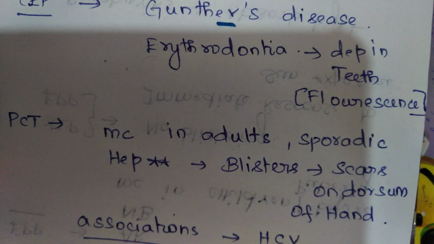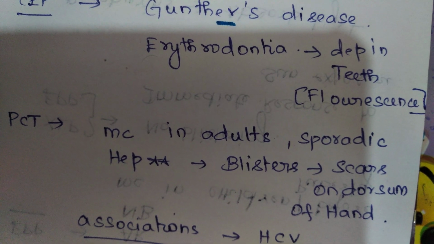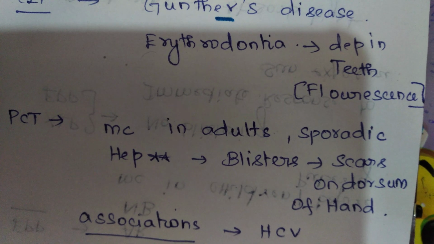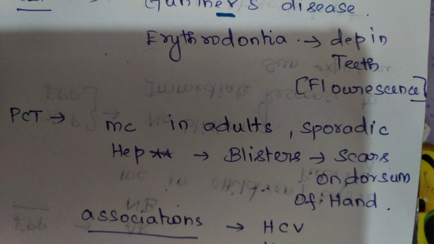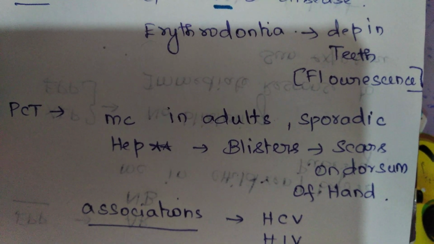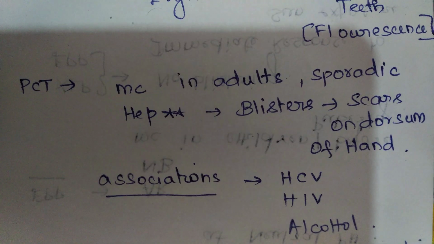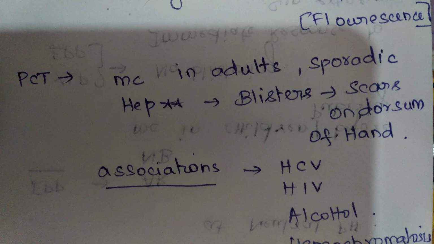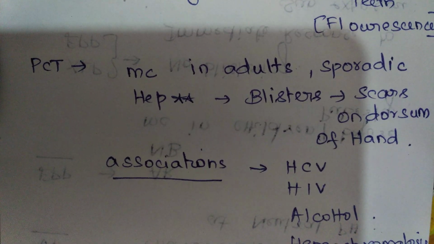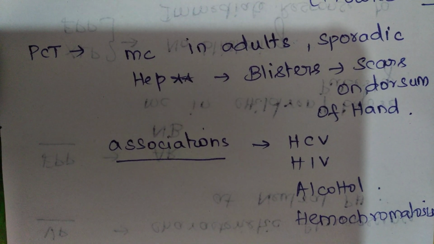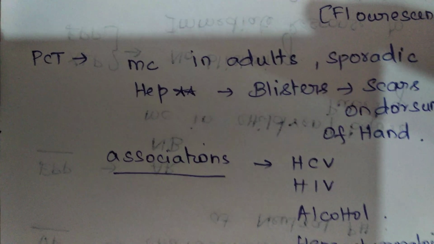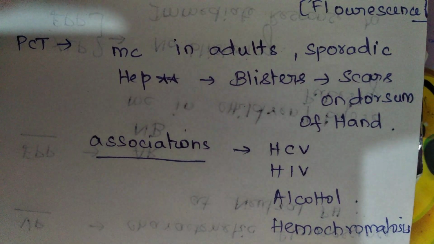Porphyria cutanea tarda occurs sporadically, so it is the most common type of porphyria in adults. How to identify a patient with porphyria cutanea tarda? There will be blisters present on the dorsum of the hand. I have this picture which is coming at the end of the video, and there are some common associations in patients who have porphyria cutanea tarda. These associations include hepatitis C virus, HIV, alcohol, and hemochromatosis.